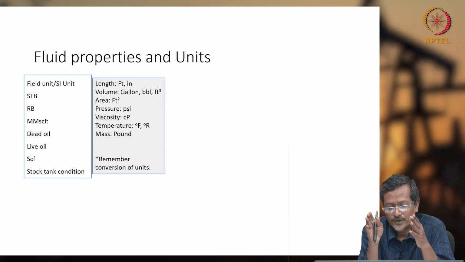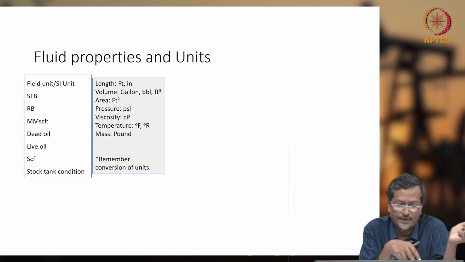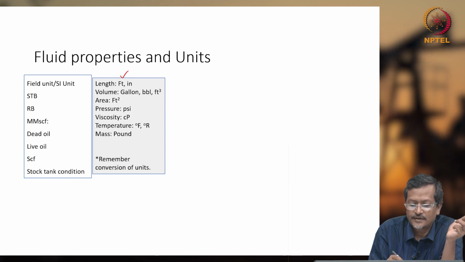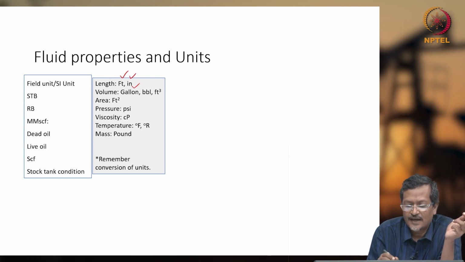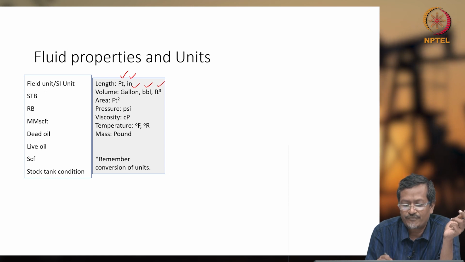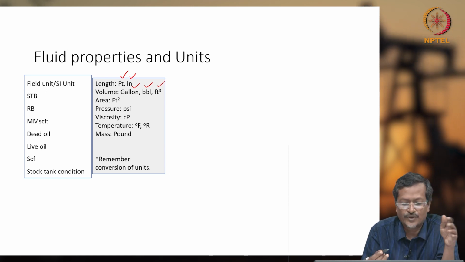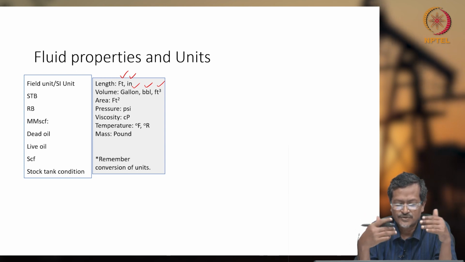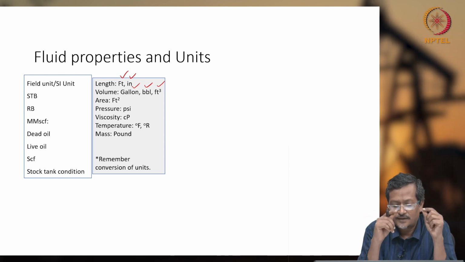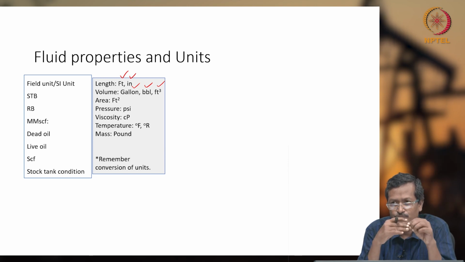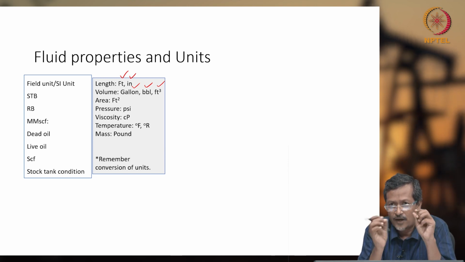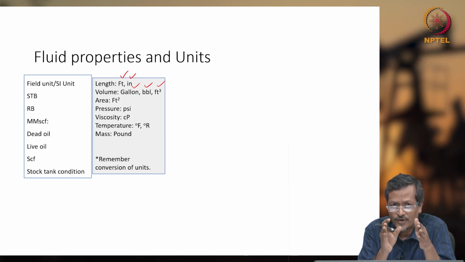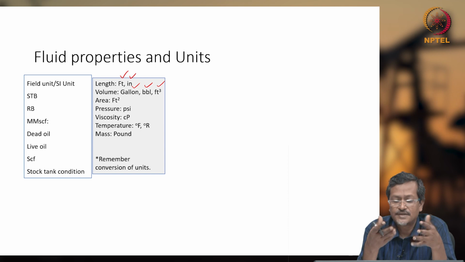So although you may be working with SI units, you have to know the field units. Field units are like feet, inch, gallon, barrel, cubic feet, area will be feet square, pressure will be psi, viscosity will be cp, temperature degree Fahrenheit. Some more will be there. Again, I'm not giving the data here, but please remember how to convert from one unit to another. Those data may be required for enhancing your knowledge.